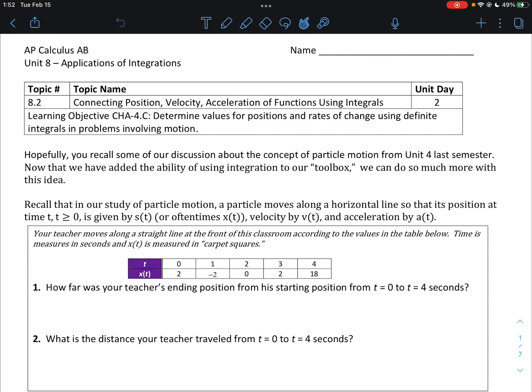Topic 8.2, connecting position, velocity, acceleration of functions using integrals. So we did a lot of particle motion in the first semester, but we only did things involving derivatives. Hopefully you recall some of our discussion about the concept of particle motion from Unit 4 last semester. Now we've added the ability of using integration to our toolbox. We can do so much more with this idea.